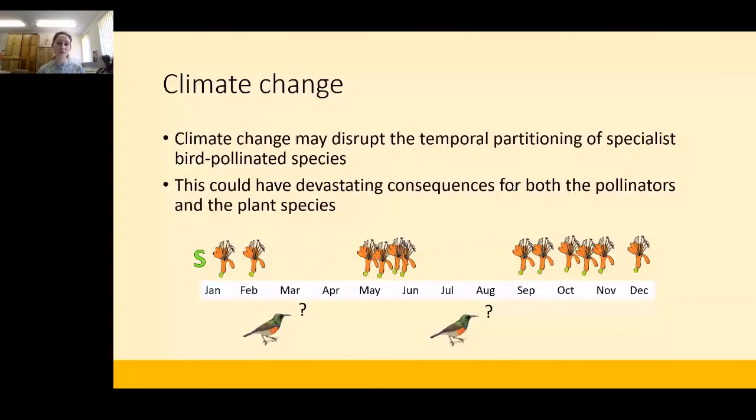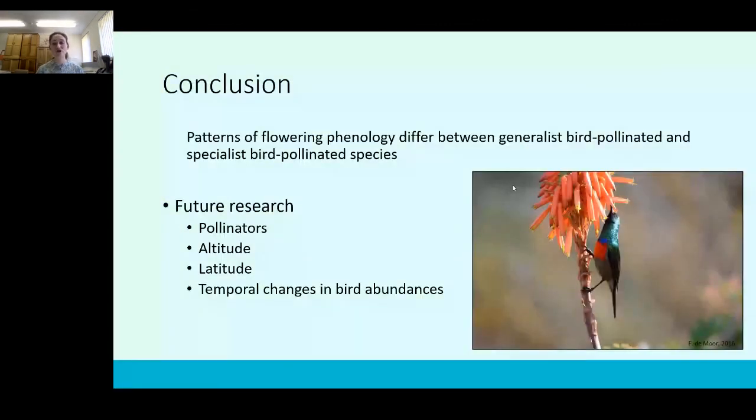So in conclusion, patterns of flowering phenology differ between generalist bird-pollinated species and specialist bird-pollinated species. Further work investigating the interactions between bird pollination class, altitude, latitude, and temporal changes in bird abundances could provide significant insights into understanding the evolution of flowering phenology and how the selective forces play out that result in flowering happening at a particular time of the year.